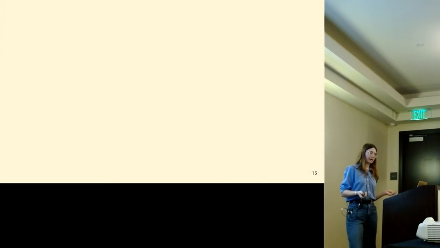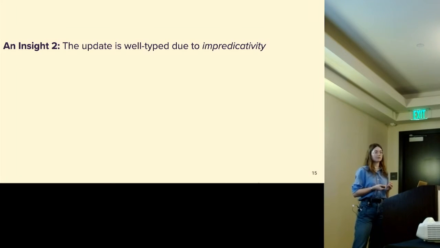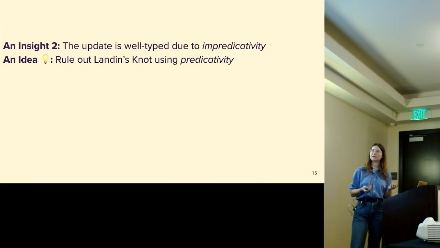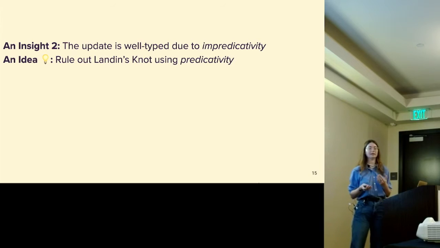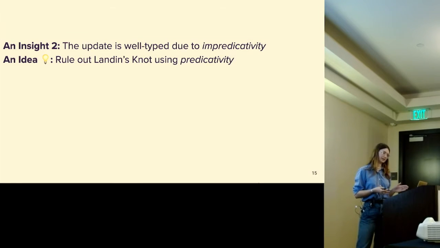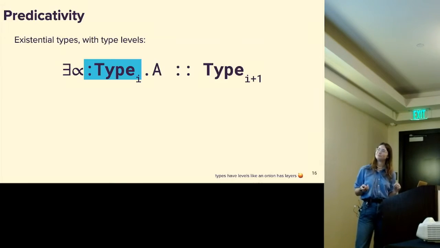OK, so given this last insight, that this update to the function's environment is well typed due to impredicativity, an idea then is, can we actually rule out non-termination or Landin's knot using predicativity instead? So let's take a look at that.